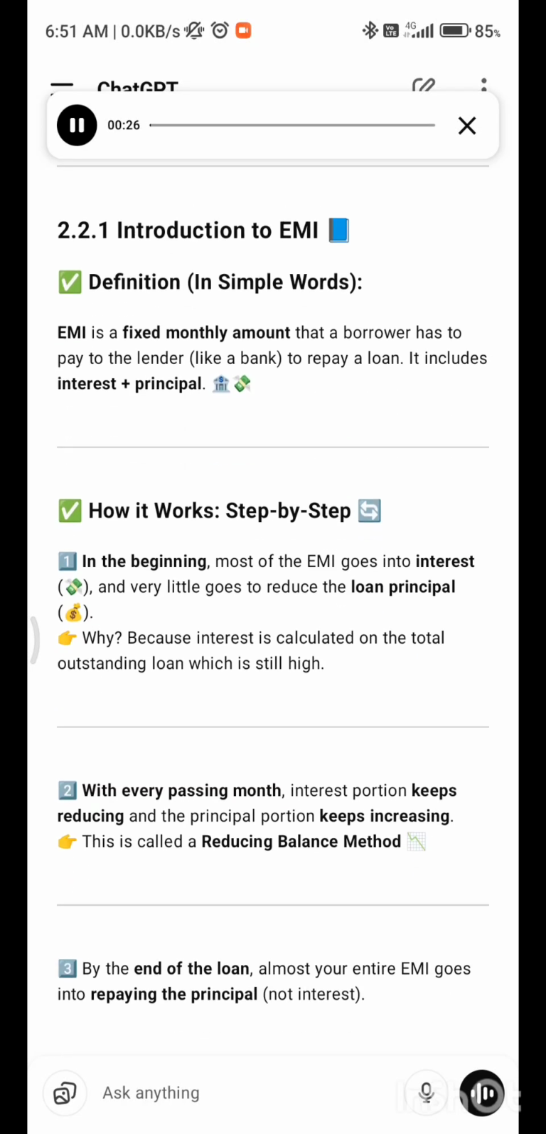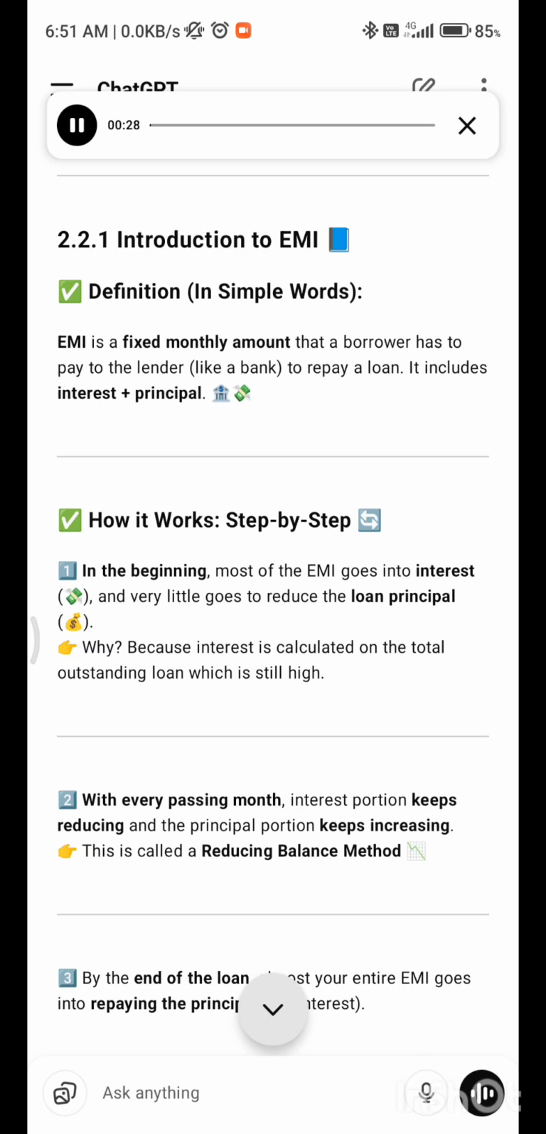Hack 2.1, an introduction to the definition, in simple words. EMI is a fixed monthly amount that a borrower has to pay to the lender, like a bank, to repay a loan. It includes interest and principal. How it works, step by step.